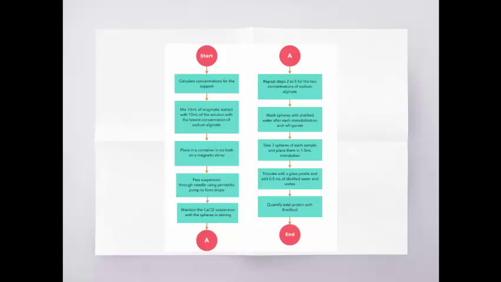Take 3 spheres of each sample and place them in 1.5 milliliter microtubes. Triturate with a glass pestle, add 0.5 milliliters of distilled water, and vortex. Quantify total protein with Bradford.